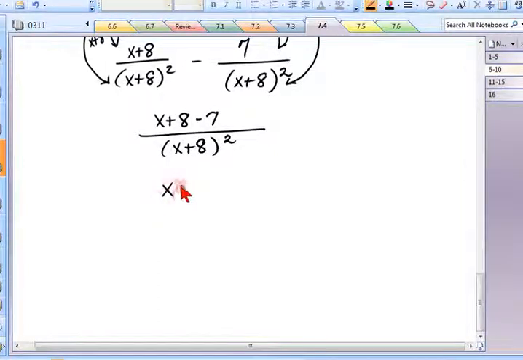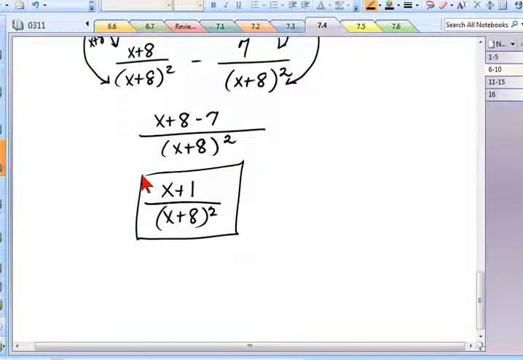Combining like terms, that gives me x plus 1 over x plus 8 quantity squared. Can I do any more factoring? No. Can I do any reducing? No. Yes. I had an x, so that x is down here, and then I had a positive 8 and a minus 7. So 8 minus 7 gave me the 1.